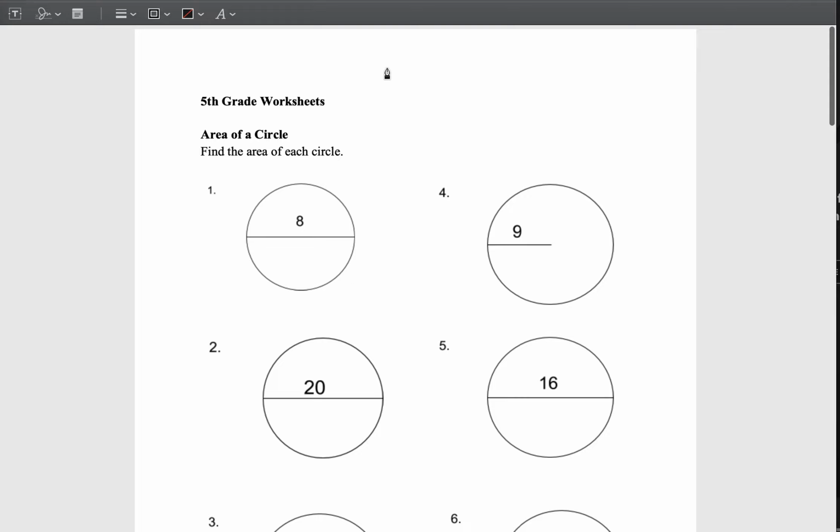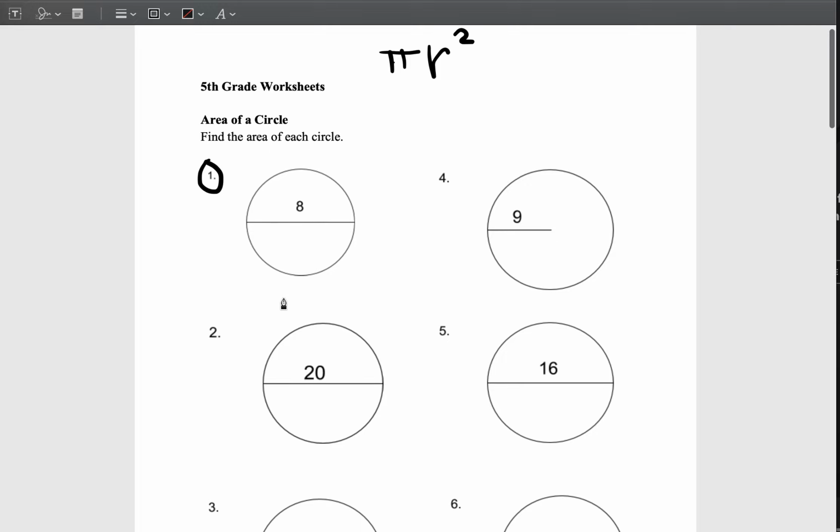The area of a circle equation is pi r squared. And r is basically half of the diameter. It's the half point. And you can leave it in pi form. So let's do the first question together.